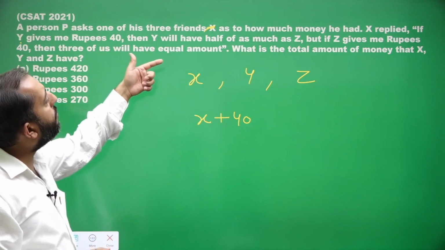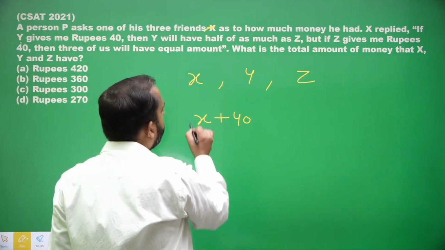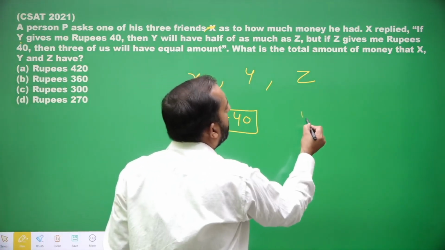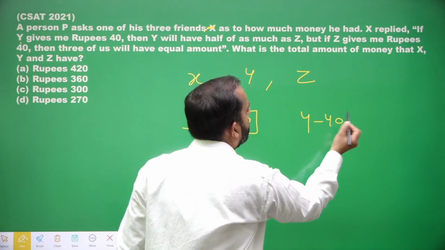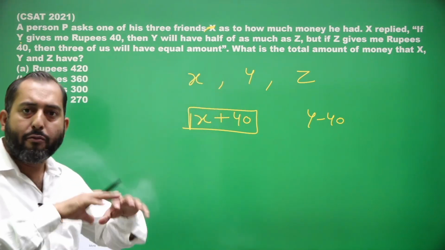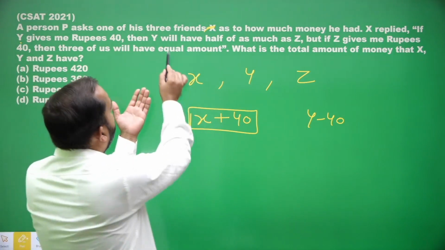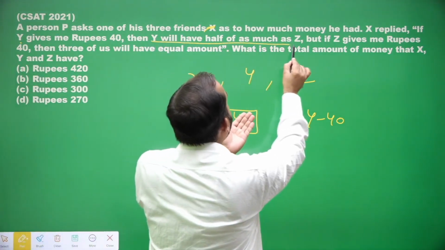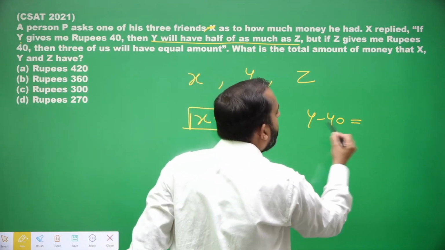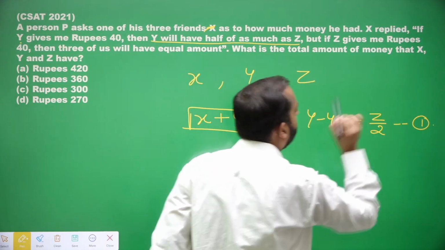Then Y will have half as much as Z. So when this is going to happen, money with Y will be Y minus 40. If Y gives 40 rupees to X, then money with Y is going to be Y minus 40. Now Y will have half as much as Z. So Y minus 40 is half of Z. This is your equation number 1.